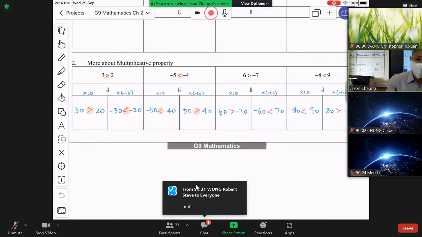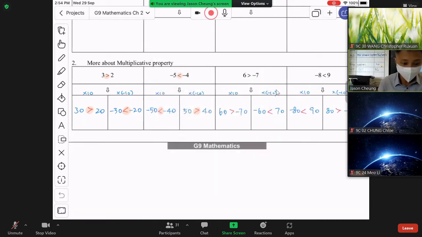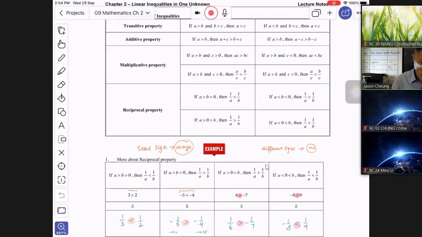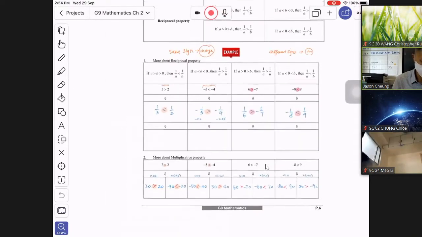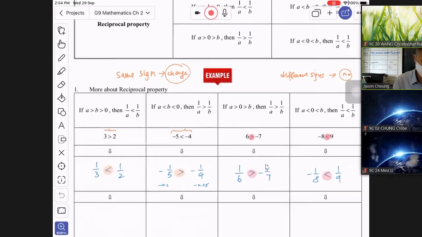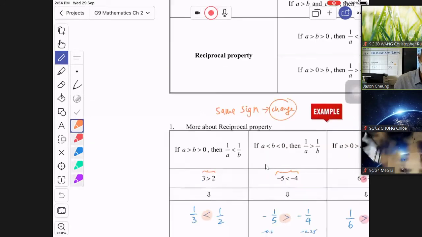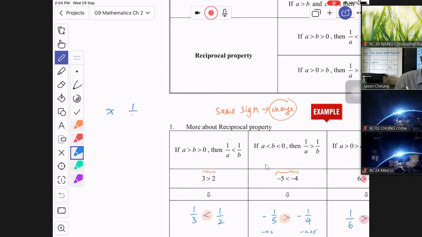Okay, let's start. Turn to page 6. Yesterday we have learned two important things. First of all, the reciprocal, 即係倒數. Let's say here we have x, and then 1 over x is the reciprocal of x. Okay, so this is reciprocal.